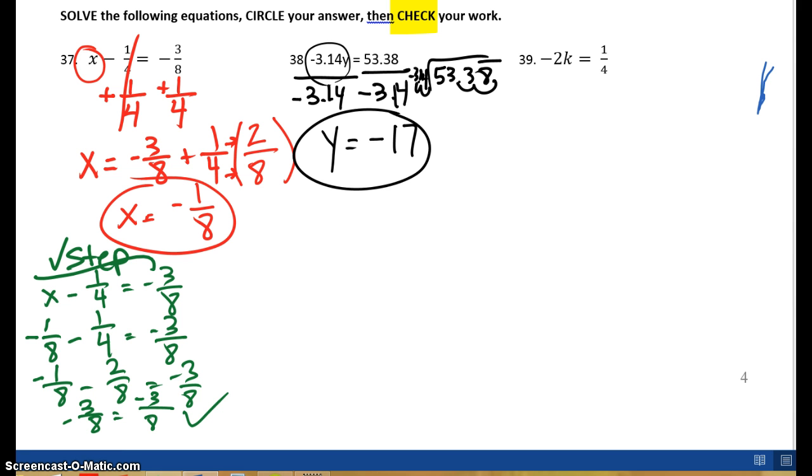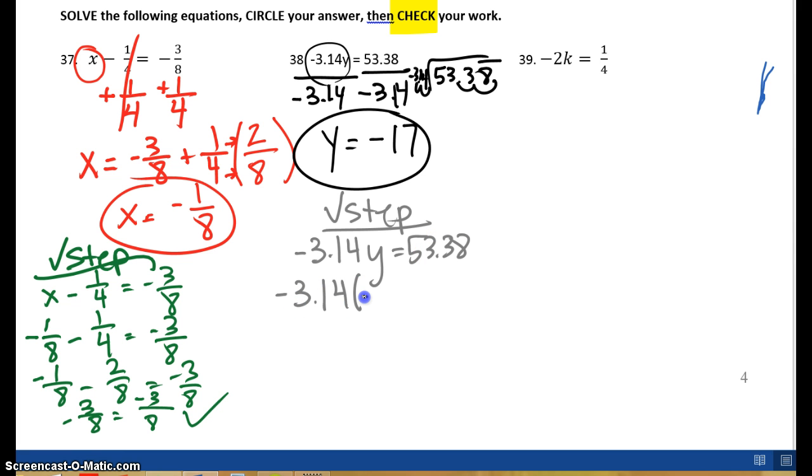I'm going to use my check step to double check, make sure I've done everything correctly, and then I can move on. So here again, the first step is to recopy my problem, negative 3.14y equaling 53.38. Second step, plug in what I found my variable to be, which in this case is negative 17, equals 53.38. Now I'm looking at these two numbers on the left side of my equal sign, negative 3.14 multiplied by negative 17. Both of these numbers are negative. So when I'm multiplying a negative by a negative, I know it's going to be positive.